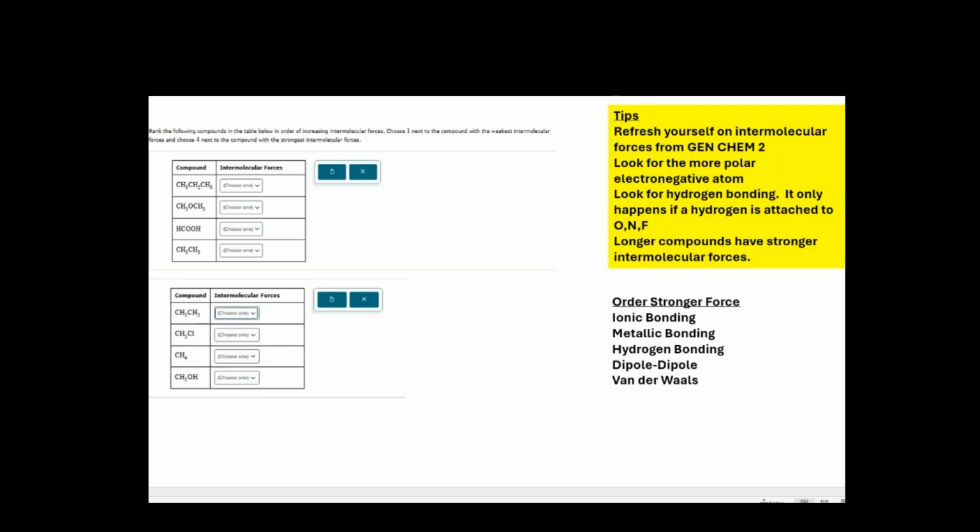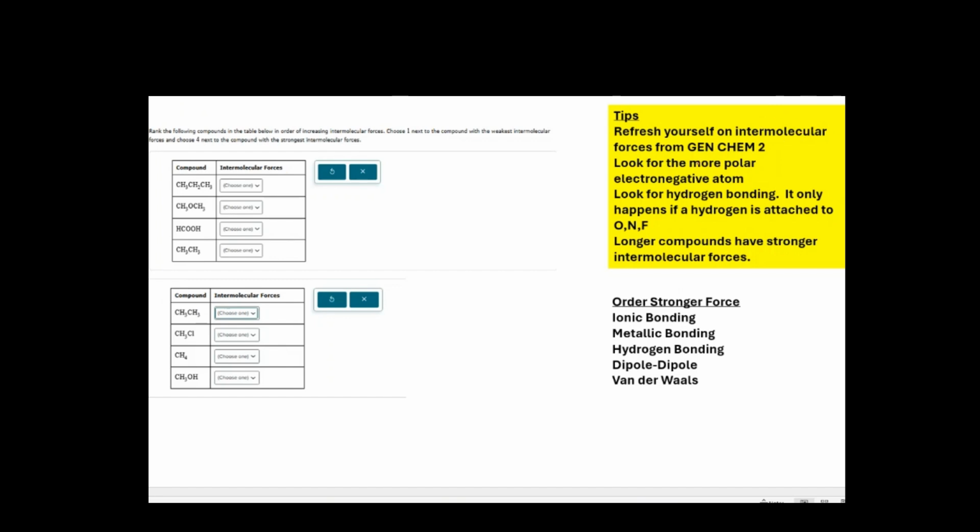Next up, I'm gonna show you how to solve the ALEKS problem, rank the intermolecular forces. Again, for organic chemistry, we're still going through these steps of introducing new material, of course, with the functional groups, but we're still at a part where we're tying in some stuff we learned from Gen Chem as well. So my tip to solve this one is to refresh yourself on intermolecular forces from Gen Chem 2.